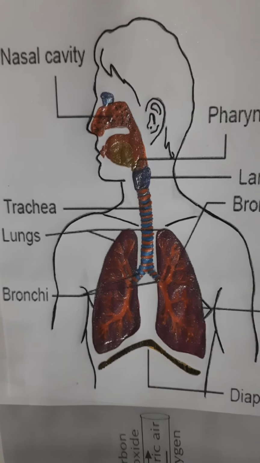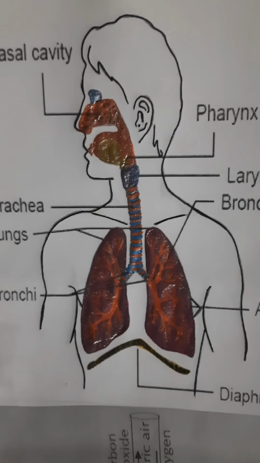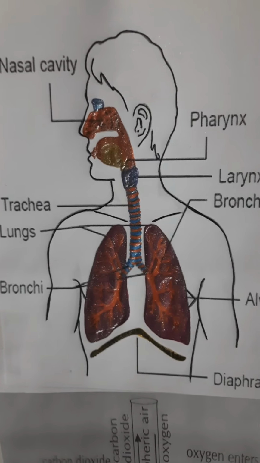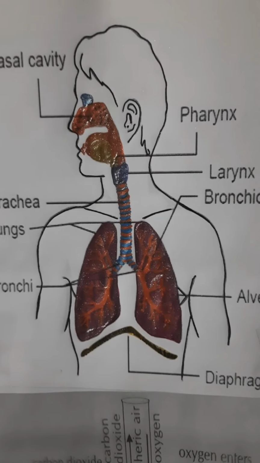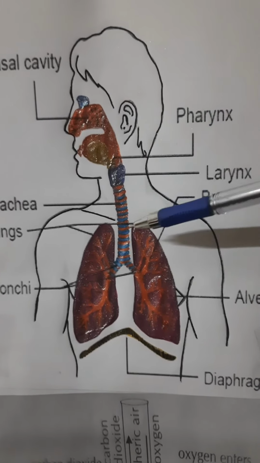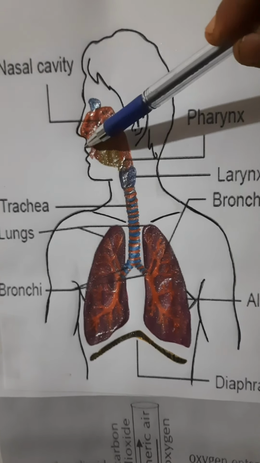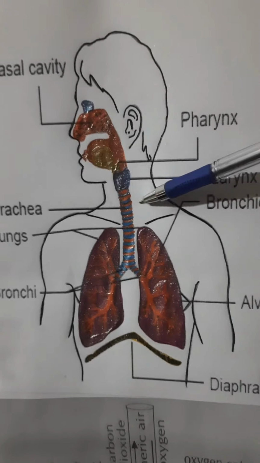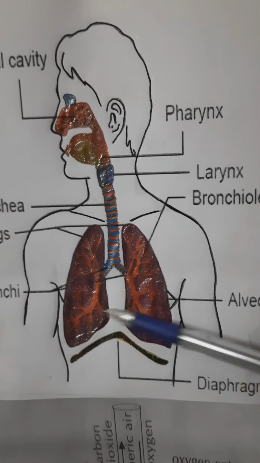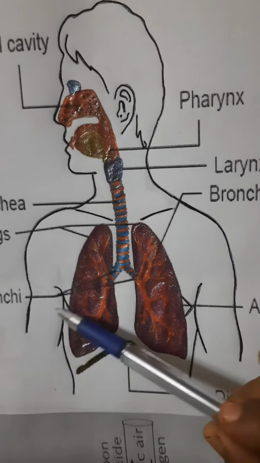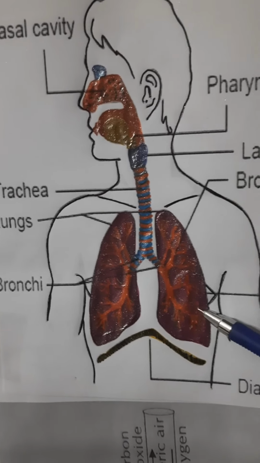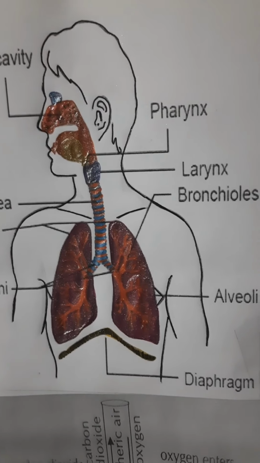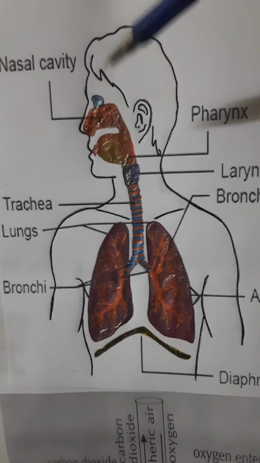Let us begin the new topic from the chapter Respiration in Organism. Our new topic is how do we breathe? The human respiratory system consists of nose, nostril, nasal cavity, then trachea, which is commonly known as windpipe, then lungs, then bronchi, bronchioles, and the alveoli. Let us now learn about the mechanism of breathing.